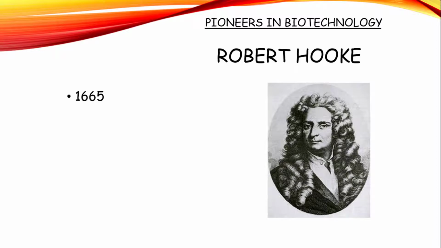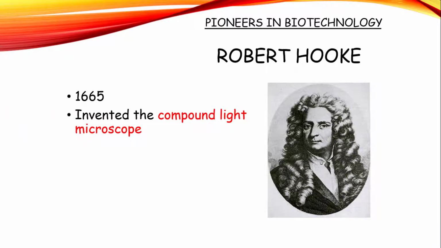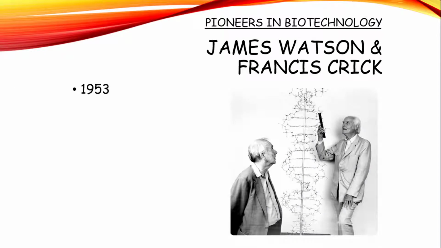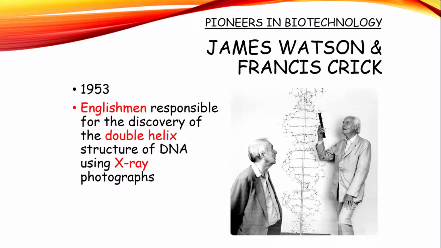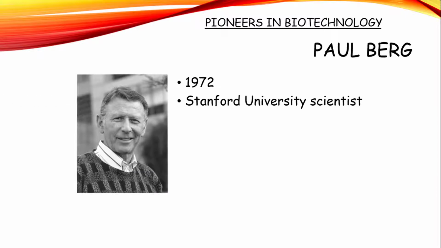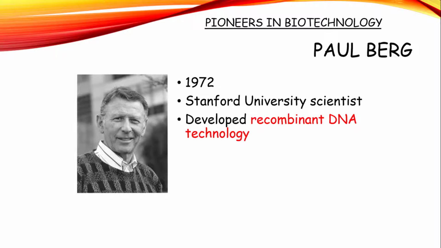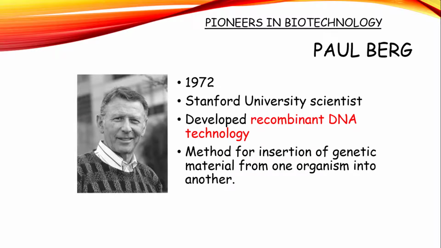Robert Hooke in 1665 invented the compound light microscope, and through its use he was the first person to observe cells in cork. James Watson and Francis Crick in 1953 are responsible for the discovery of the double helix structure of DNA using X-ray photographs. Paul Berg in 1972, a scientist at Stanford University, developed the recombinant DNA technology. The recombinant DNA technology method is used for insertion of genetic material from one organism into another.